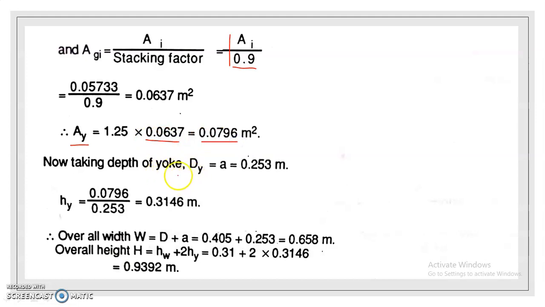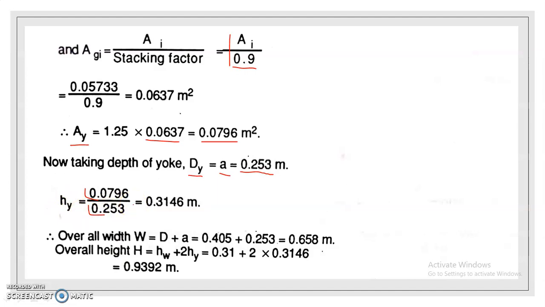Now we can assume that the depth of the yoke is equal to A, that is equal to 0.253, and from that you can also calculate HY. AY is equal to HY into DY. We know that relation. So you will get HY is equals to AY divided by DY. You will get HY, the height of the yoke.